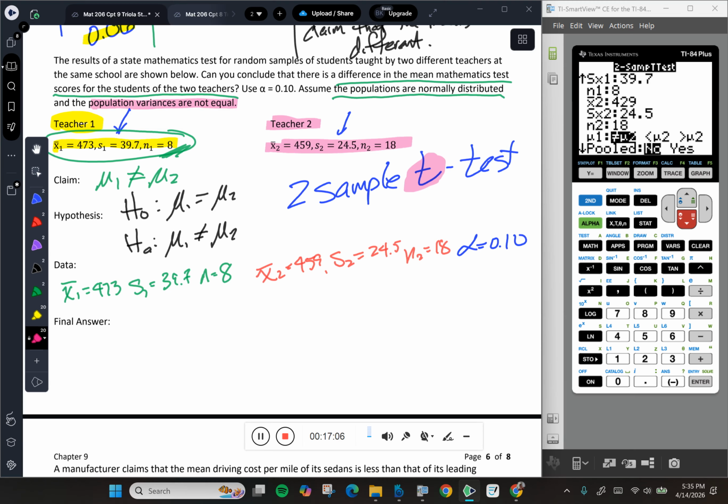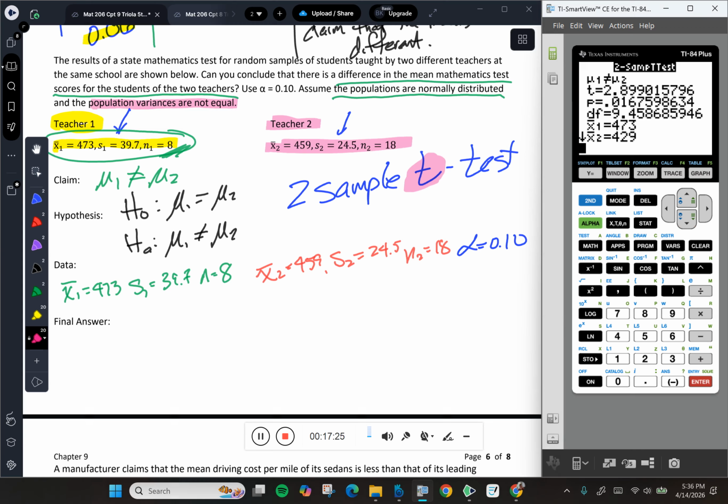Now, for this example, it says the population variances are not equal, so we'll select no. If, for whatever reason, it said the population variances were equal or assumed to be equal, we would select yes. Most of the time, it's no. Okay? So then I calculate. If I needed my test statistic, there it is at 2.899. What I need is my p-value. My p-value is 0.016116. Well, actually, it should be 17 if I round correctly.